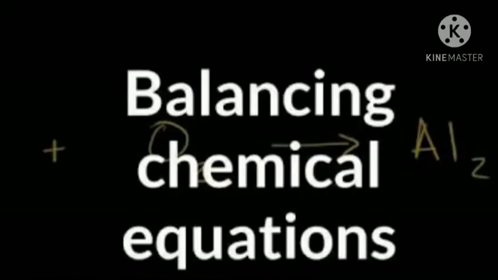So students, from these two examples we learn that the number of atoms on the reactant side is equal to the number of atoms on the product side. That is called a balanced chemical equation.